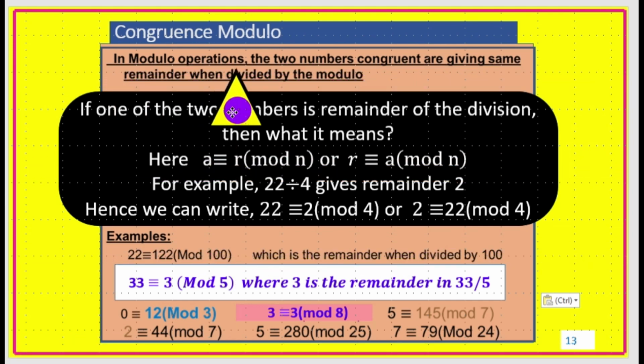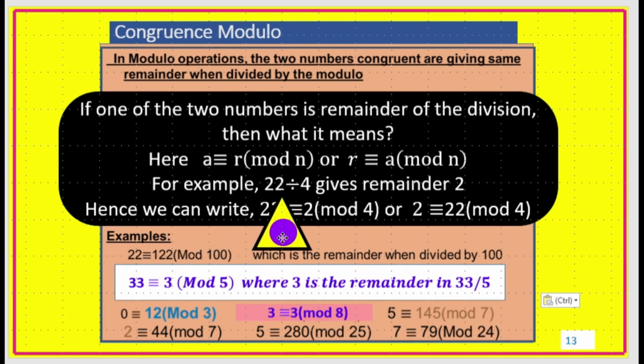In modulo operations, the two numbers that are congruent give the same remainder when divided by the modulo. If one of the two numbers is the remainder of the division itself, then what does it mean? Then also the congruence holds good. Here a is congruent to r mod n. r is the remainder. r is congruent to a mod n.